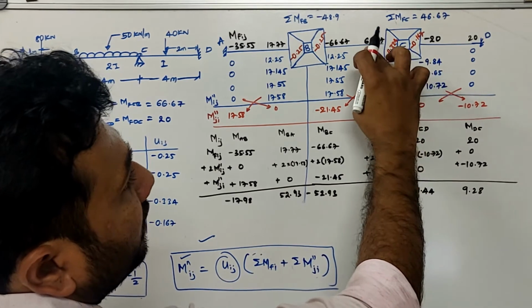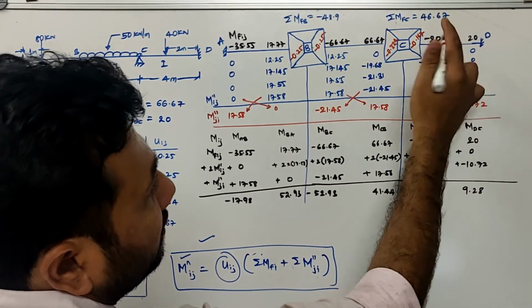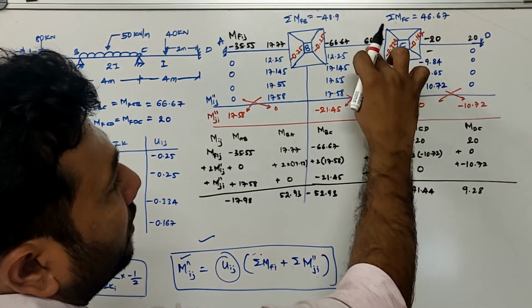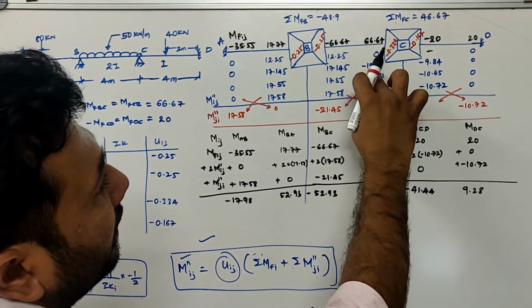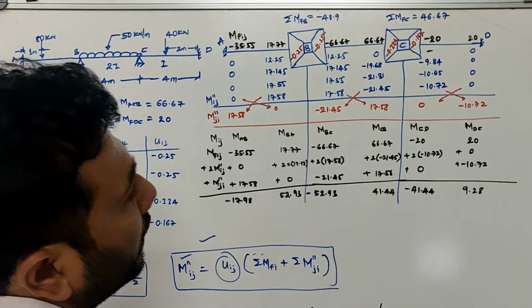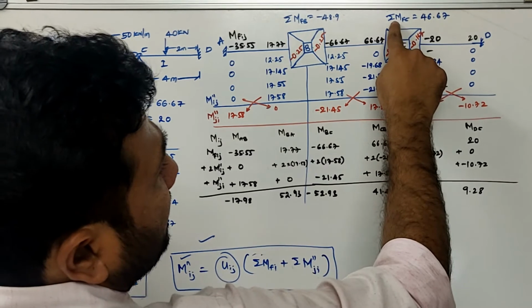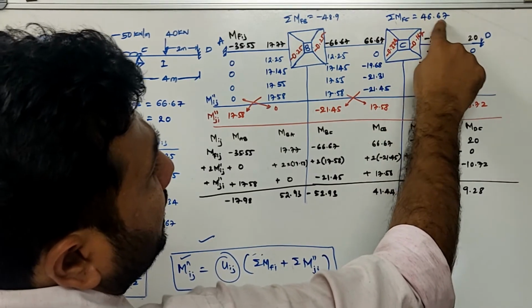We will leave this iteration here itself. What we do is I am writing below here, because initially I considered it to be 0. Now I'll write below here. Now I'll take the sum of MFC, summation of MFC, 46.67.